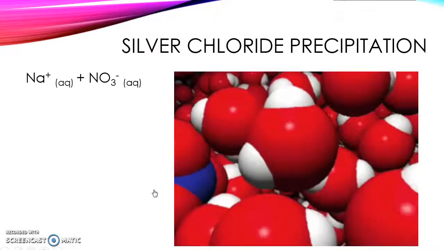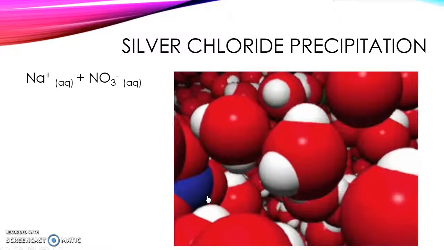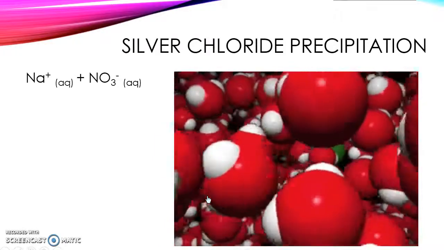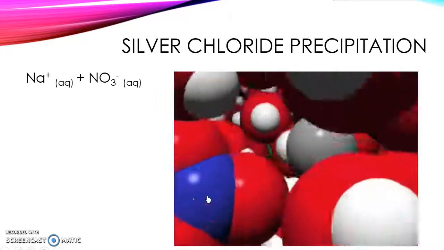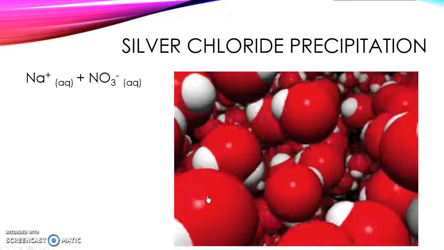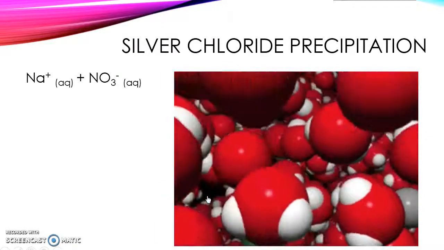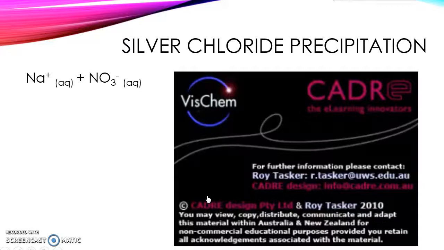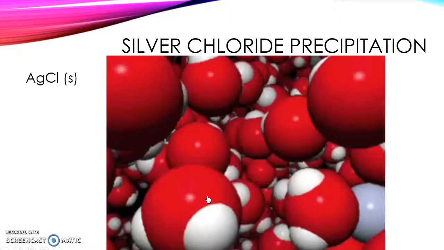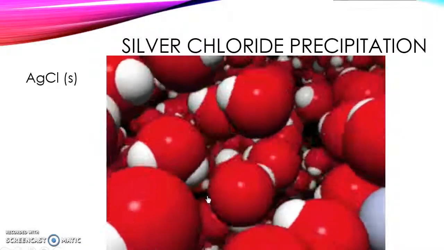Well, one possibility is that when the nitrate ions collide with the sodium ions, they could form a precipitate, but we know from our solubility rules they don't. In fact, solid sodium nitrate is quite soluble in water. So the only other option is silver chloride.